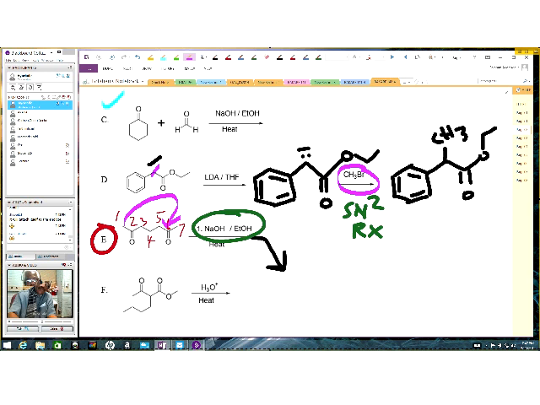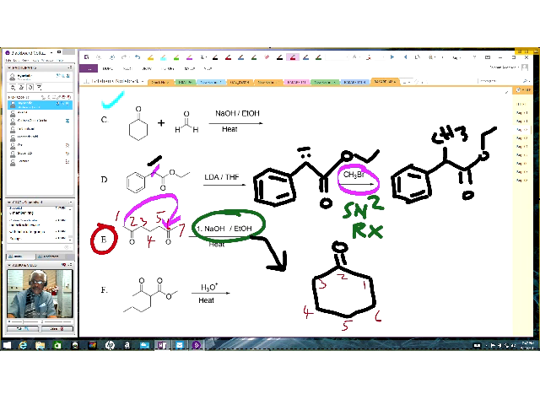If we do that, what do we get? We get a 6-member ring. If you count them, you see that we are going to get a 6-member ring, in which we have the carbonyl here. Let me go ahead and number those carbons: carbon 1, carbon 2, carbon 3, carbon 4, carbon 5, carbon 6. On carbon 6, we have a methyl group attached to it.